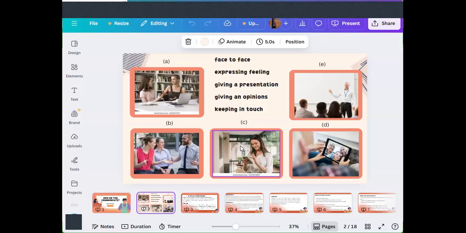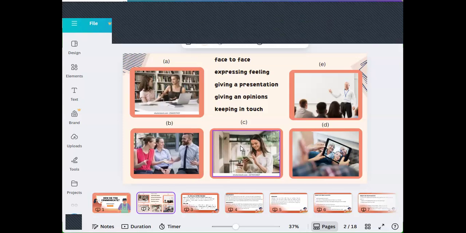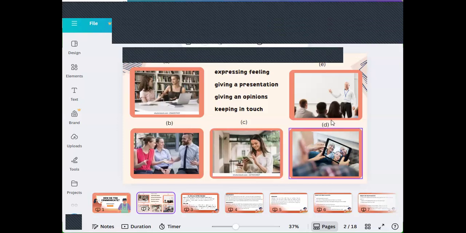Face to face. Face to face. Mm-hmm. Okay. Giving a presentation. Picture E, giving a presentation? Of course. Okay. It can be anything. What do you think?